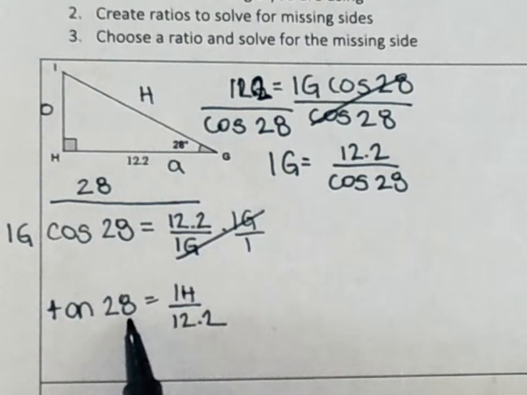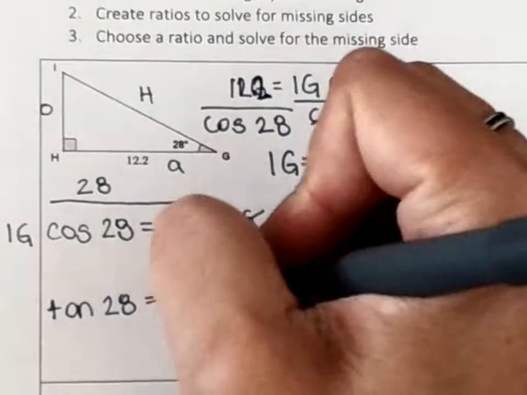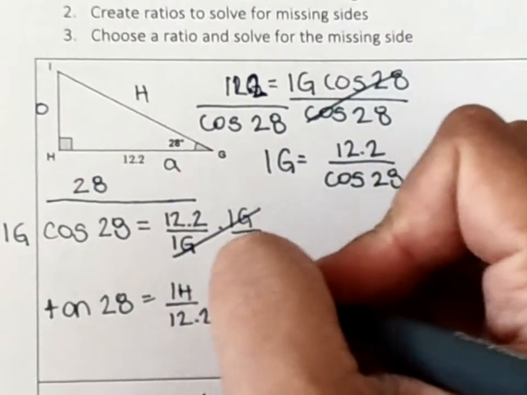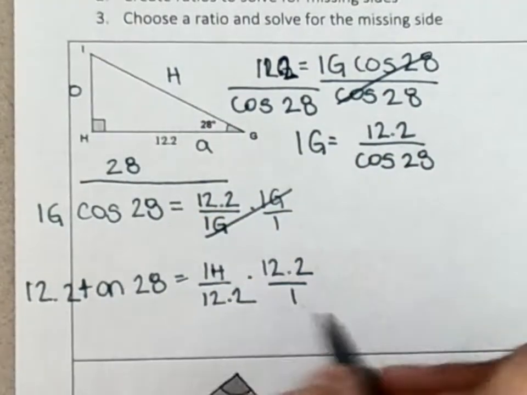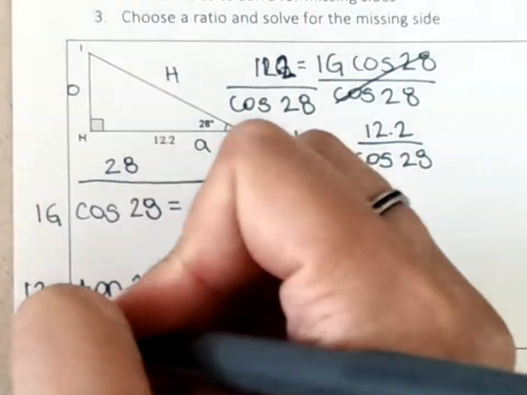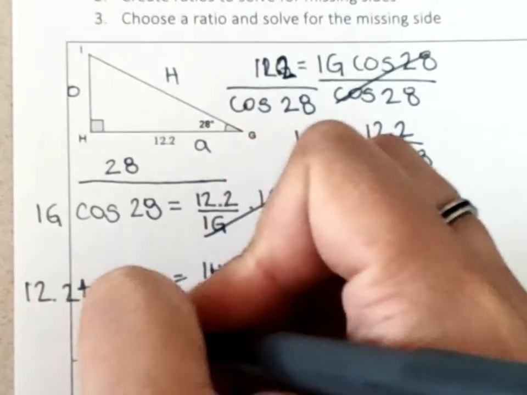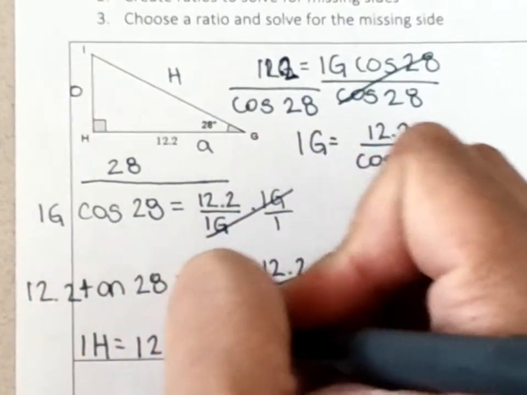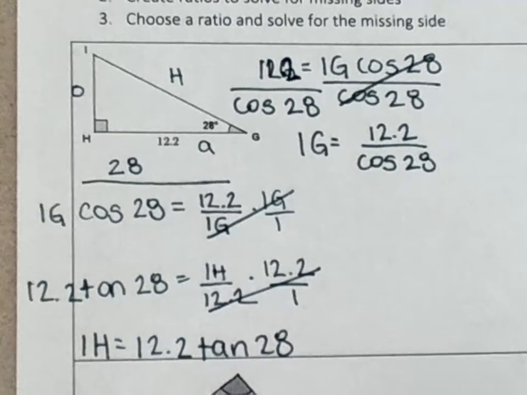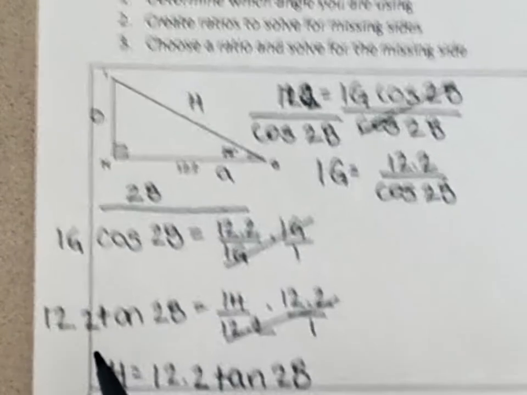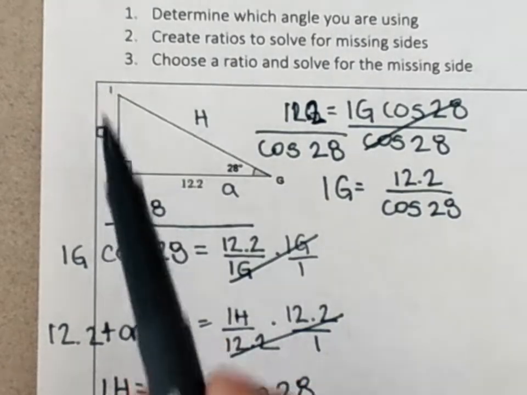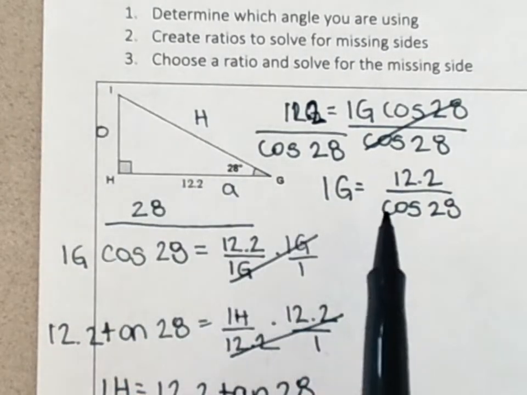So tangent of 28 equals IH over 12.2. In this case, we'll multiply by the denominator again like we did before, but this time it is a number. Those cancel, and that leaves us with IH equals 12.2 tangent of 28. So in one case, we have solved for IG, which is the hypotenuse, and in this case, we have solved for IH, the opposite side.